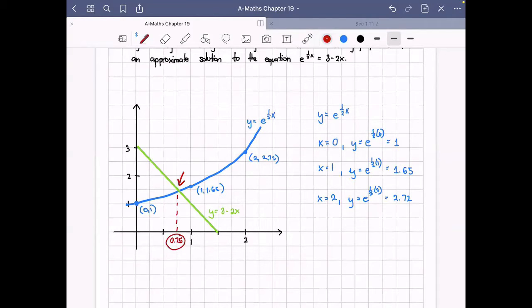Therefore, an approximate solution to e raised to half times x equals 3 minus 2x is 0.75. So that is your answer. It's just an approximation, class. So use the wavy line, so 0.75.